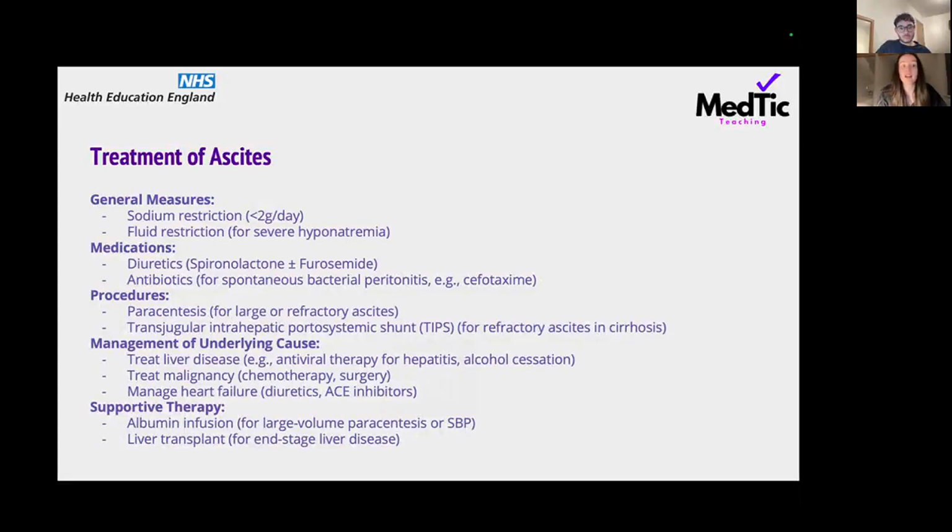In terms of treatment, like we said, the first line is diuretics, but along with that, we'd encourage sodium restriction, so less than 2 grams a day, along with fluid restriction, especially in severe hyponatremia. If there's an infection or they're symptomatic of any infection, then we give them antibiotics for any bacterial peritonitis. Like we said, paracentesis can be done. And most importantly, we try and work out what the underlying cause is, and treat that underlying cause to make sure that the ascites doesn't come back.